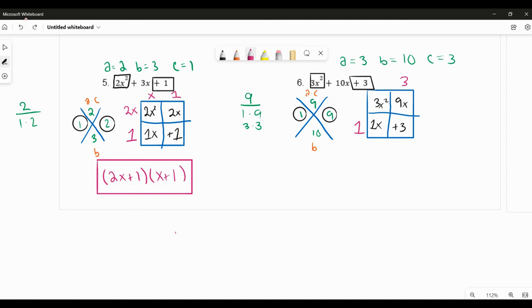Well, what would I have to multiply 1 by to get 1x? Well, that's just x. And then what would I have to multiply that by to get 3x squared? Well, that's going to have to be 3x right there. And so again, your factored form is going to be 3x plus 1 times x plus 3. And we're done.